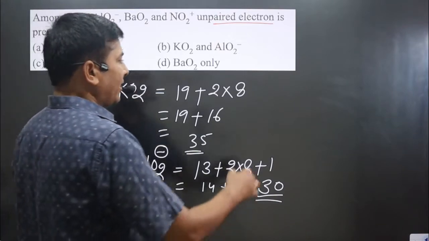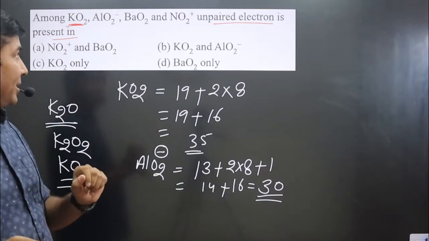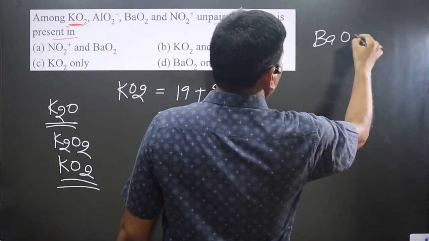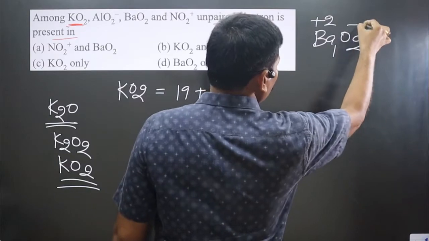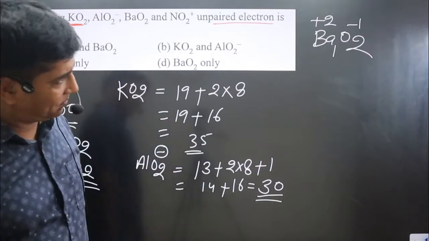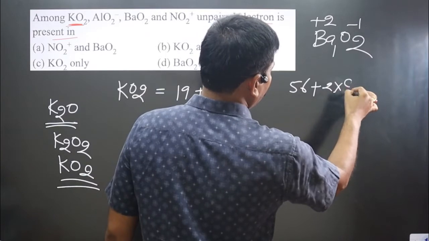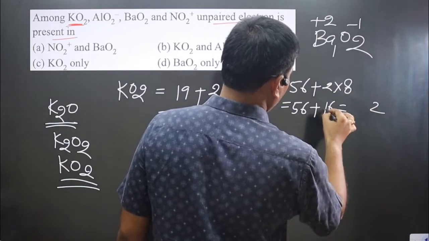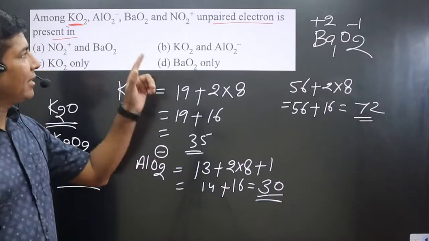Next we have barium oxide. Actually, it is not barium oxide, it is barium peroxide. Because if you say barium, it is one barium and 2 oxygens, by crisscross. Barium is plus 2 and oxygen shows a minus 1 charge. Oxygen showing a minus 1 charge is peroxide. Barium atomic number 56 plus 2 multiplied by 8, so 56 plus 16 is 72. Even number of electrons, it does not carry unpaired electrons.